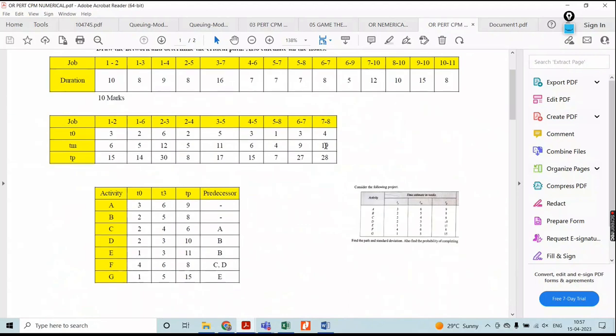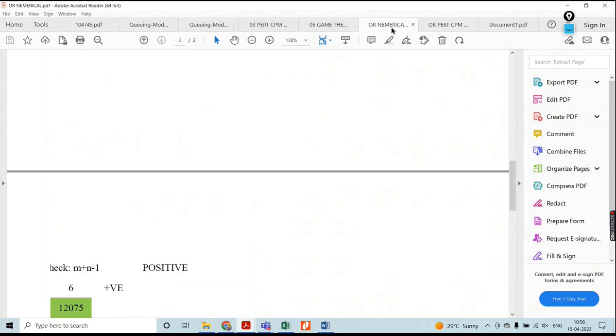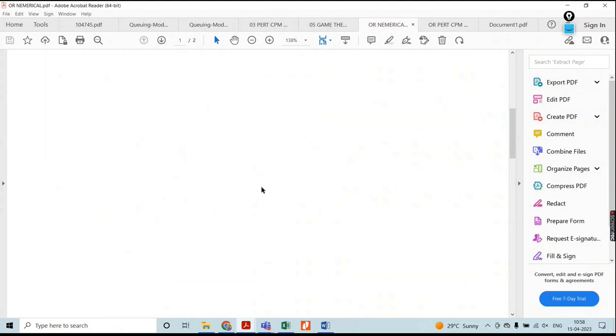Another type of problem is that they are going to ask you to evaluate the critical path with respect to the time duration. They are going to provide T0, Tm, and Tp. According to those values, you are going to evaluate the values corresponding to the precedence, to calculate the floats. Those types of problems you can also practice. That is also required from the examination point of view.